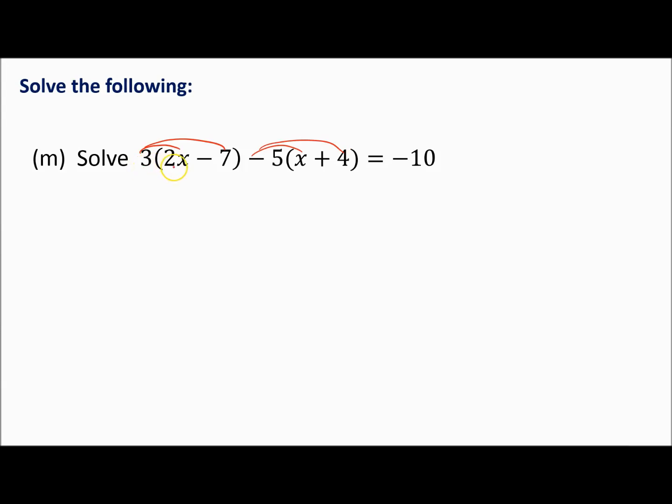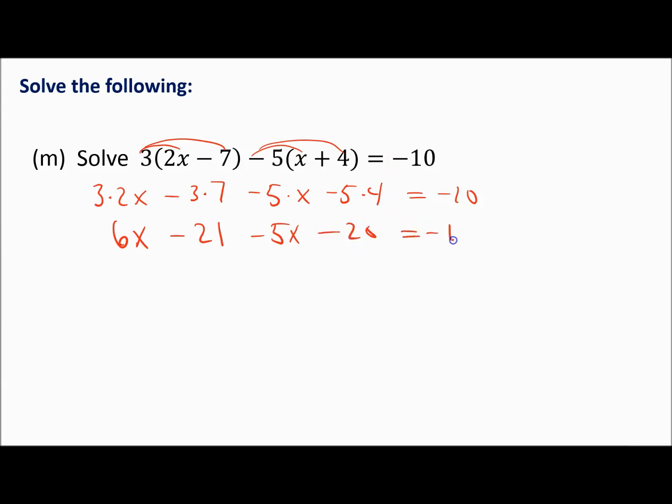So 3 times 2x, and you could even write that down, 3 times 2x, and then minus 3 times 7, and then minus 5 times x, minus 5 times 4 equals negative 10. Now to me, I find it better to do that in my head, like 3 times 2x is 6x. And 3 times negative 7 is negative 21. And negative 5 times x is negative 5x. And negative 5 times positive 4 is minus 20, equals negative 10.